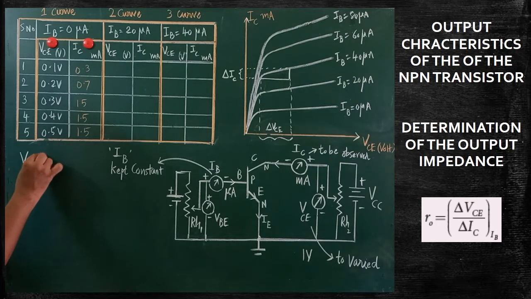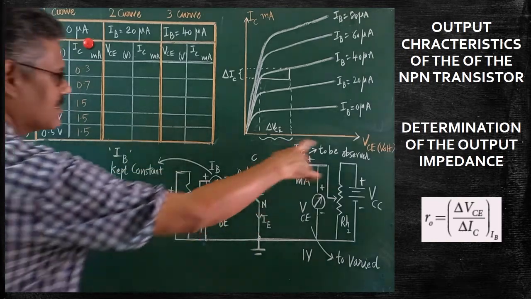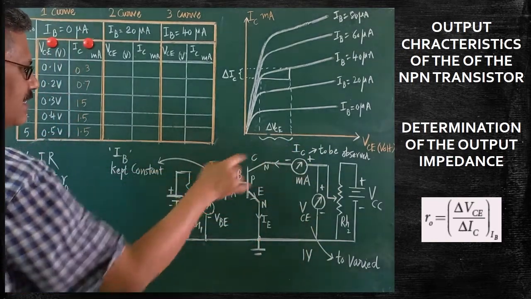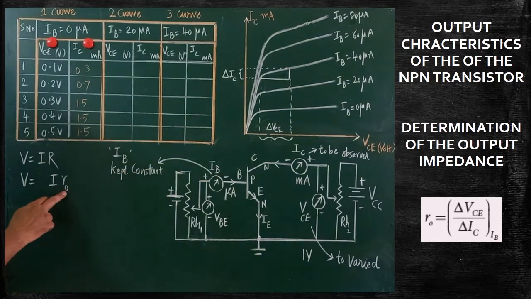V is equal to I into R. That is the fundamental formula from Ohm's law. Here, what is required? Output impedance is required. Again, I will write it like this: V is equal to I into, instead of capital R, you write RO. RO is the symbol for output impedance. Impedance is a kind of resistance offered in the output part of the circuit. To the flow of IC, some amount of resistance is offered in the output region, that is called output impedance.